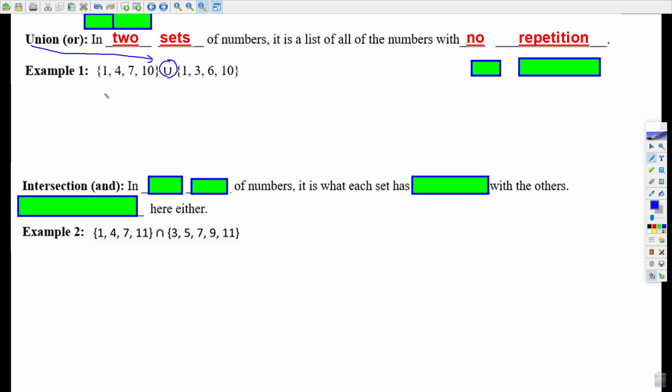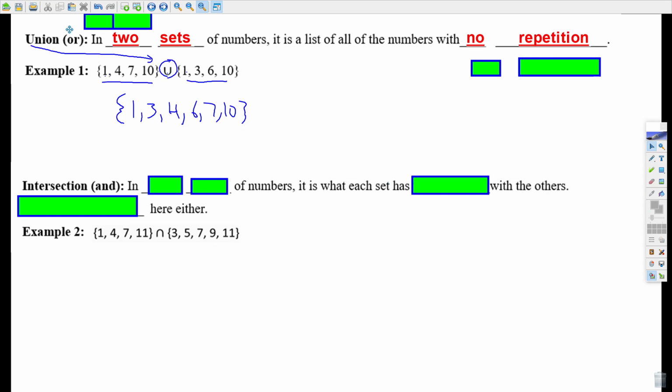So if I'm doing the union of these two sets, that literally means everything from this set and everything from this set go together. It's like a family reunion. Everything from one side of the family, everybody on the other side of the family, they all get together in one big set. Union means let's put them all together. So we don't have to repeat, though. You see how 1 repeats in both of them? Just put 1. What else do we have? 3, 4, 6, 7, 10. That would be a union. That's what that symbol means, union.